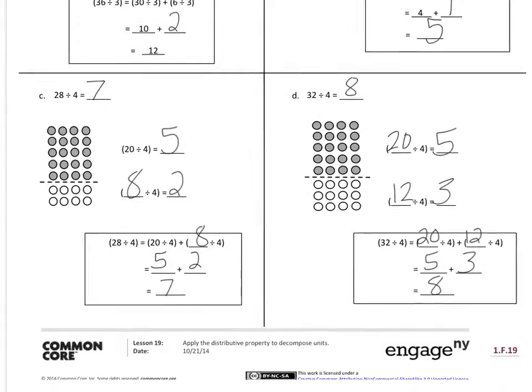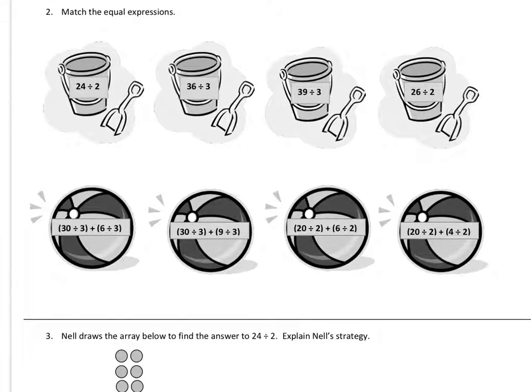All right, let's remember this strategy and apply it to our problems down here after we match the equal expressions. So we're going to match the buckets and the beach balls. Notice that the buckets have a division expression and the beach balls have our decomposed distributive property. If I'm looking at my beach balls, I see that some of them are divided by 3 and some of them are divided by 2. So I automatically know that my 3s are going to go with my 3s and my 2s are going to go with my 2s. So that makes it nice.